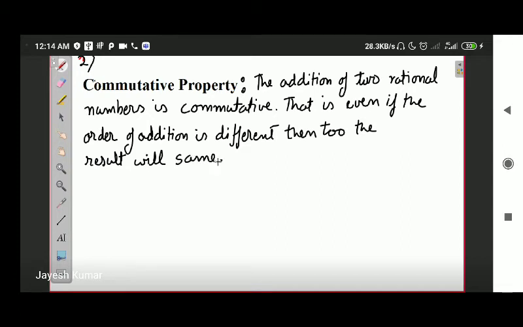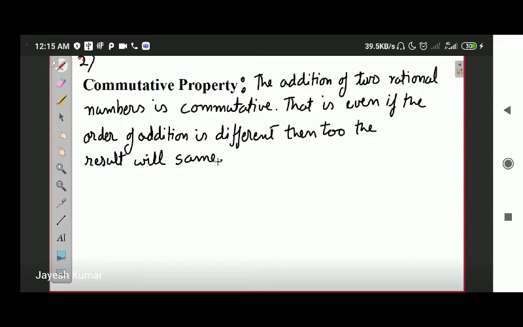Suppose we have two rational numbers a and b. If I am adding a plus b or I am adding b plus a, the answer is going to be the same. Take an example of 2 and 3. If I add 2 plus 3, the answer is 5. If I add 3 plus 2, the answer is again 5. So for integers, they are commutative. The same goes for rational numbers. Addition of rational numbers is commutative. It doesn't matter in which order we add the numbers, the answer is always the same.